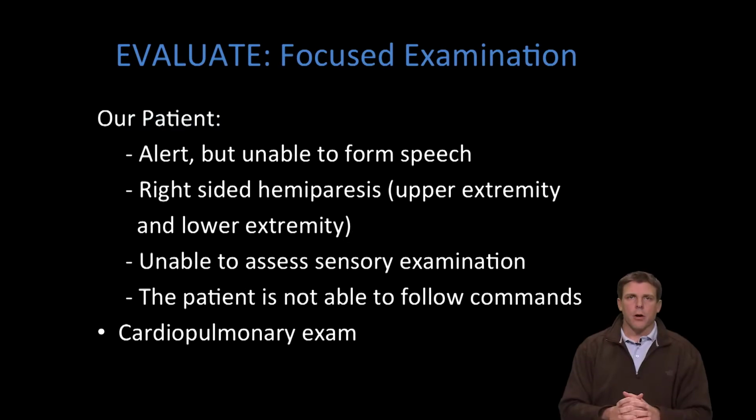So as we've completed our neurologic examination of the patient, I think it's a good time to reflect on what we found. We've noted that our patient is alert, but they're unable to form speech or communicate with us in any way. We've also noted that the patient has right-sided hemiparesis, and what that means essentially is that they are unable to move their upper extremity or lower extremity on the right side, even to resist gravity. We are unable to assess their sensory examination, and this can sometimes happen. This patient is unable to communicate with us.